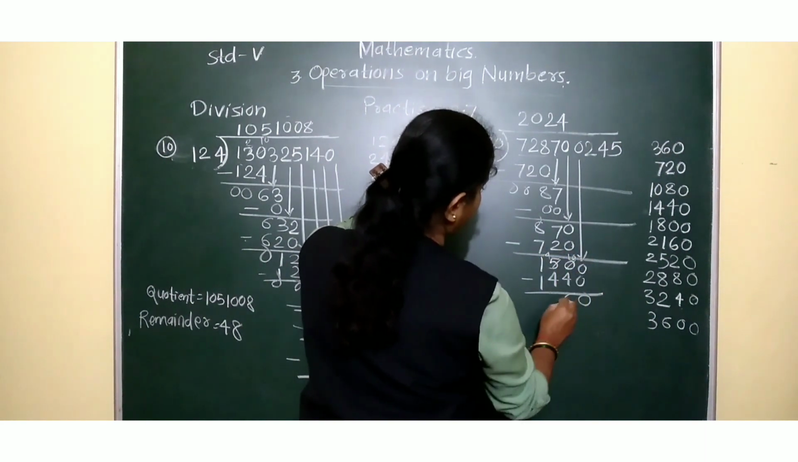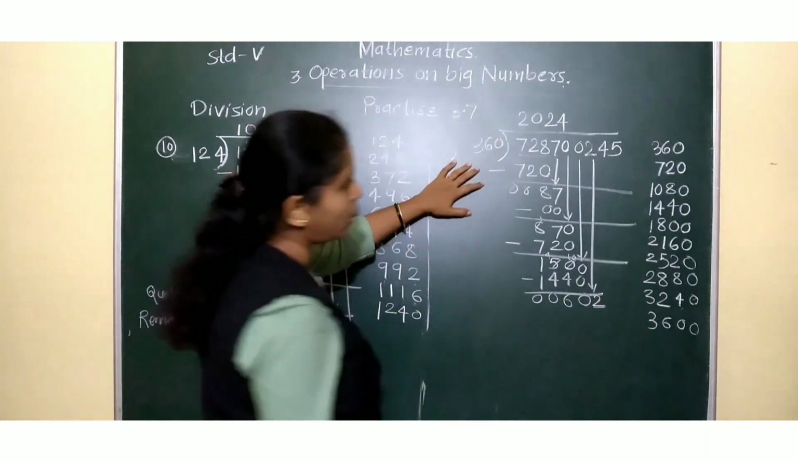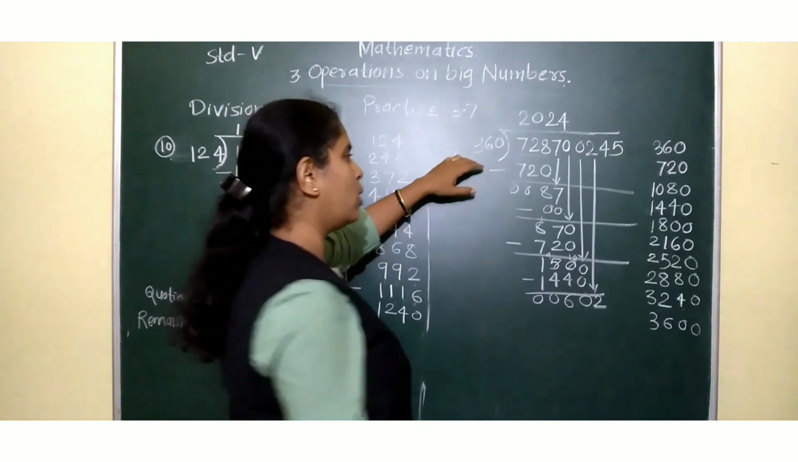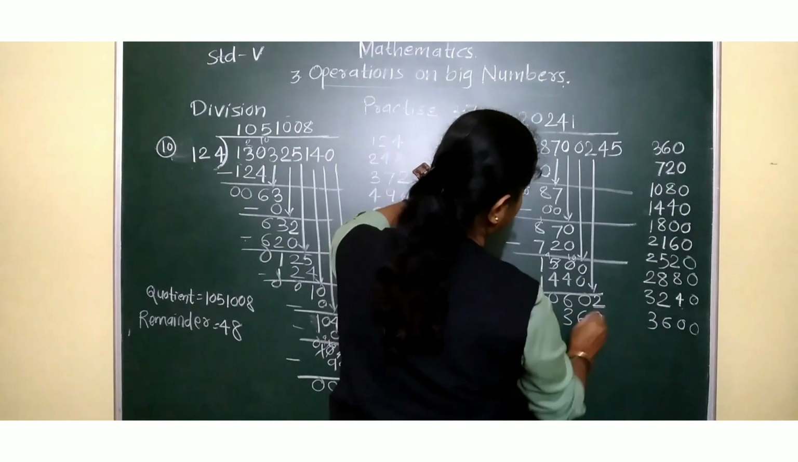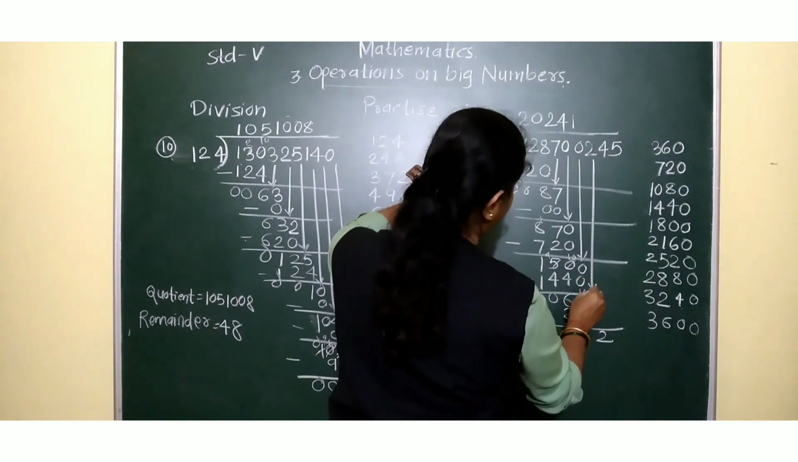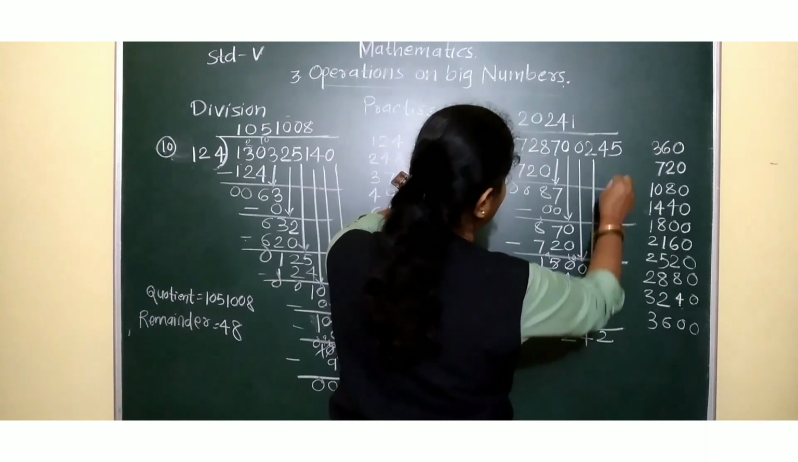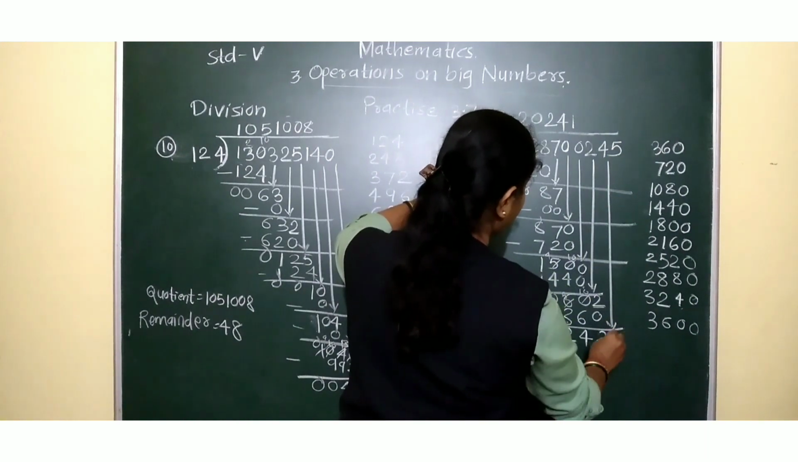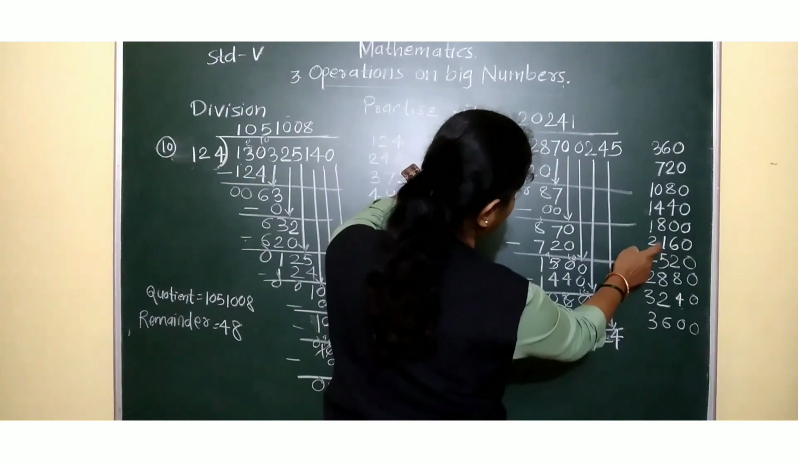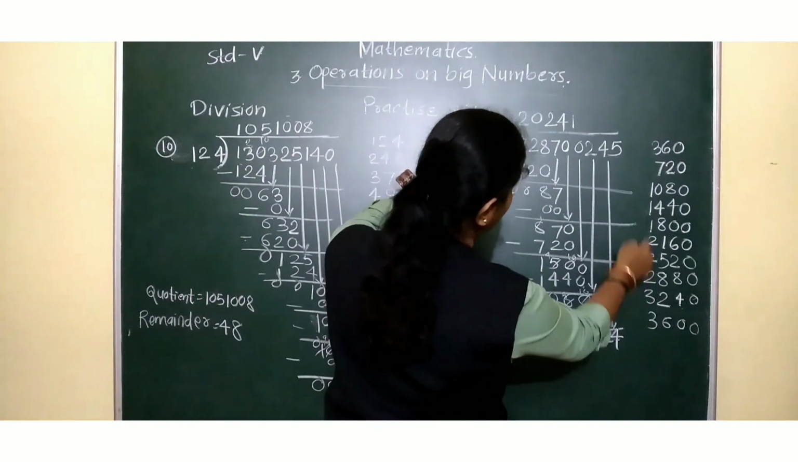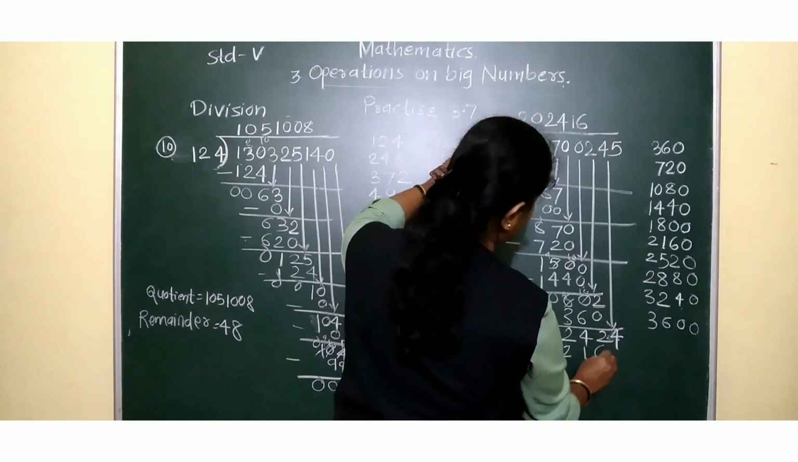Ten minus 4 is 6. Now next is 2. 602. Now which number is close to that? Again the number itself, that is 1 time 360. 10 minus 6, 4. 5 minus 3, 2. Take 4 down. The number became 2424. Now this number is close to that, 2160. And it is at which place? 6th place. 2160.